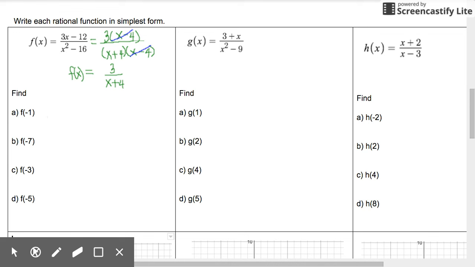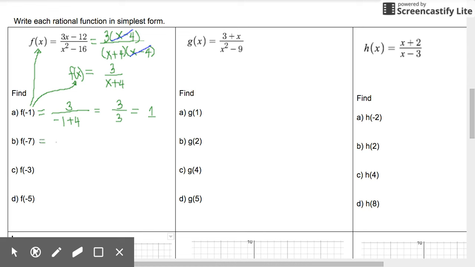This is the simplest form for f of x. Now it's very convenient to find f of negative 1 using the simplest form. We can choose to put negative 1 in the original f of x, but it's easier to use the simplest form. So if we want to find f of negative 1, we can put here 3 over negative 1 plus 4. And so we'll have 3 over 3 equals 1.